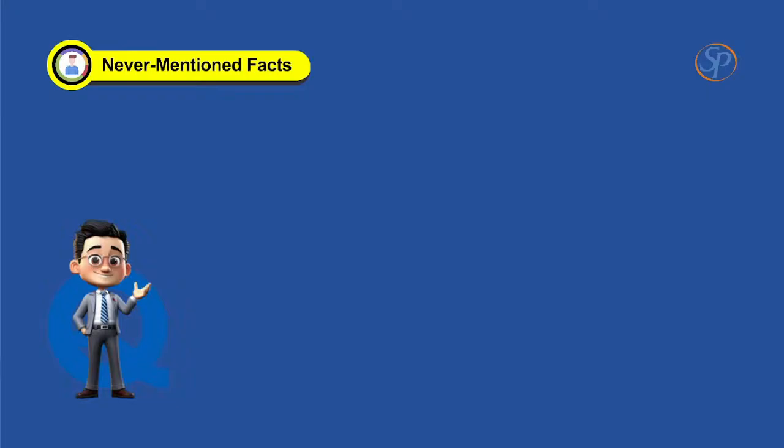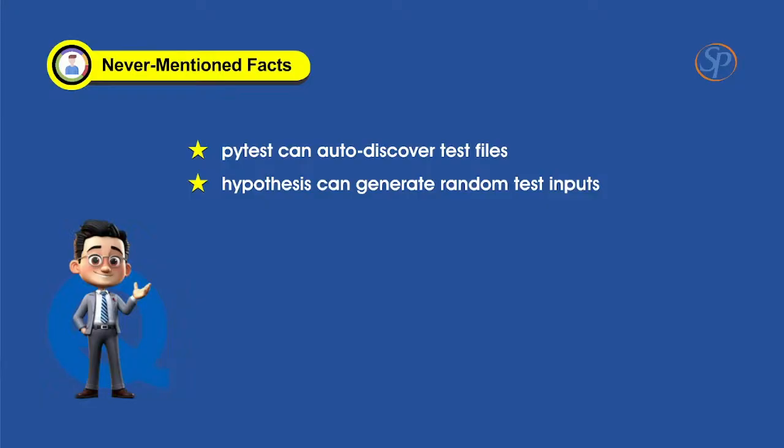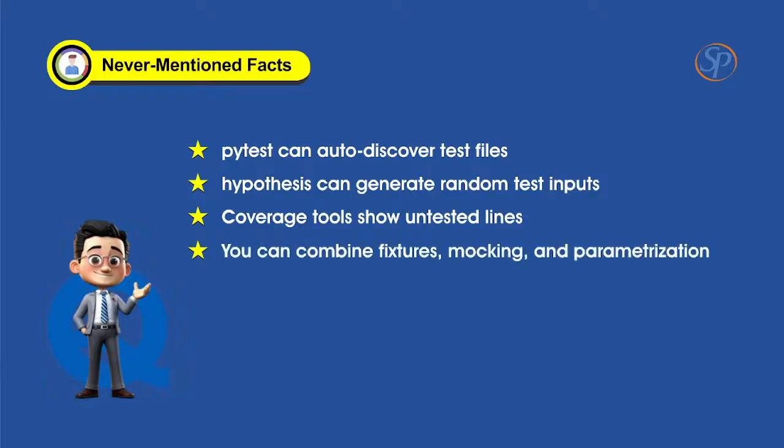We'll see a few lesser-mentioned facts. These are some important things people don't usually talk about. PyTest can auto-discover test files without extra setup. The hypothesis library can generate random test inputs automatically. Coverage tools show which lines of code are tested. You can combine mocking, fixtures and parameterization. Tests should not be slow unless necessary. These facts make testing more powerful and flexible.